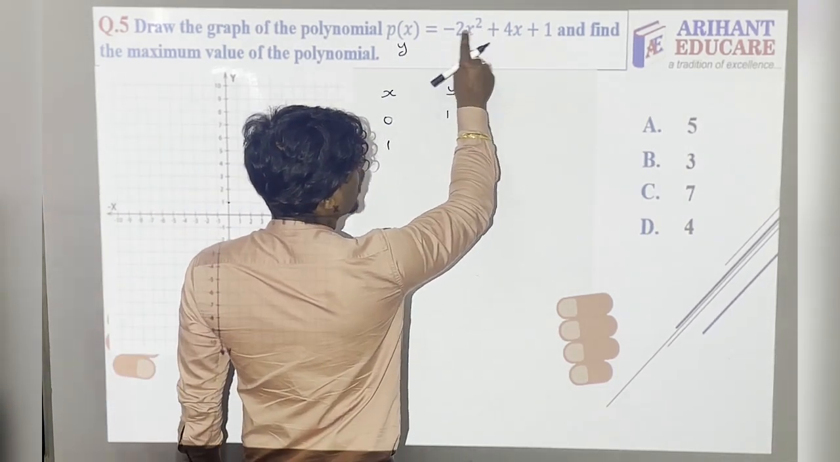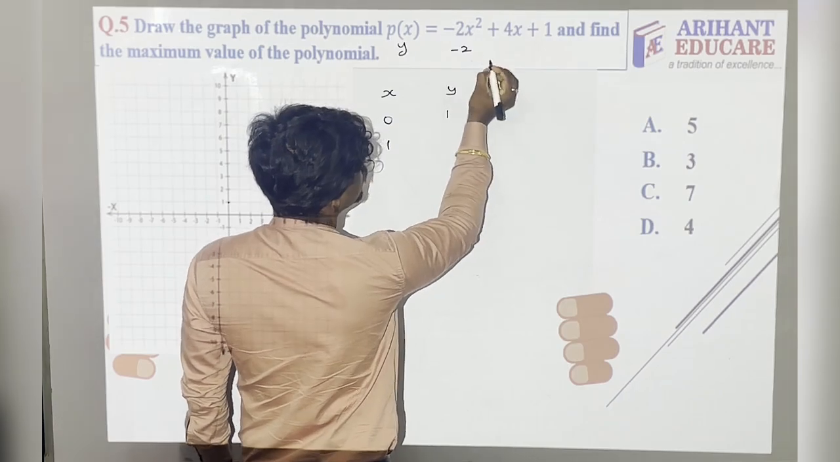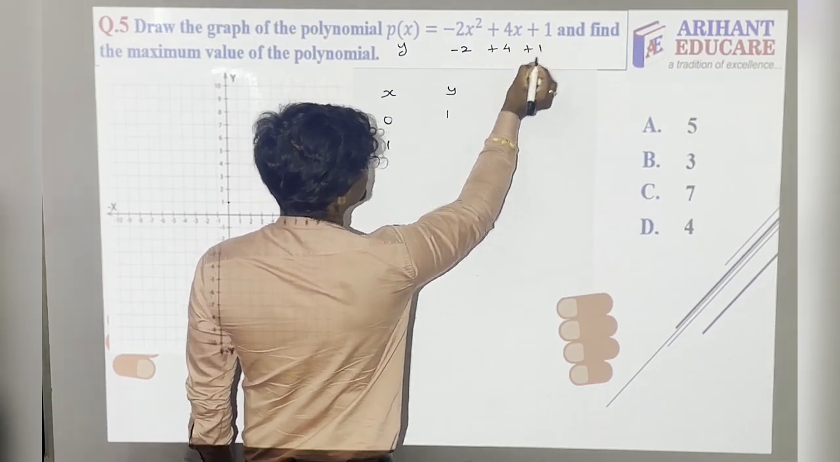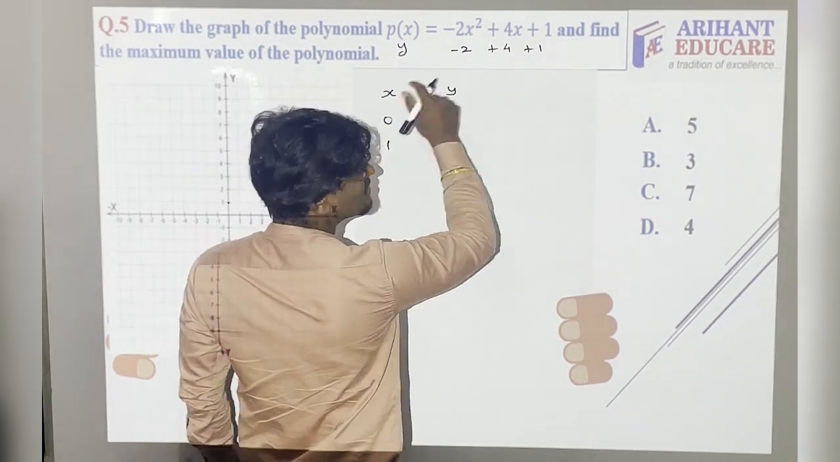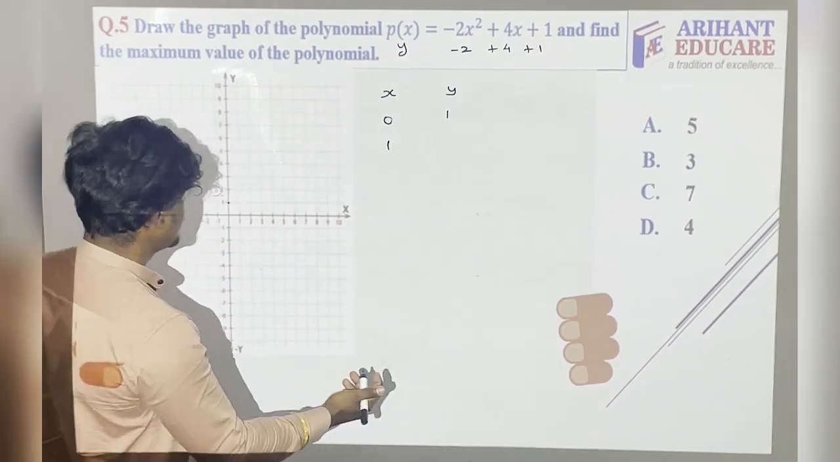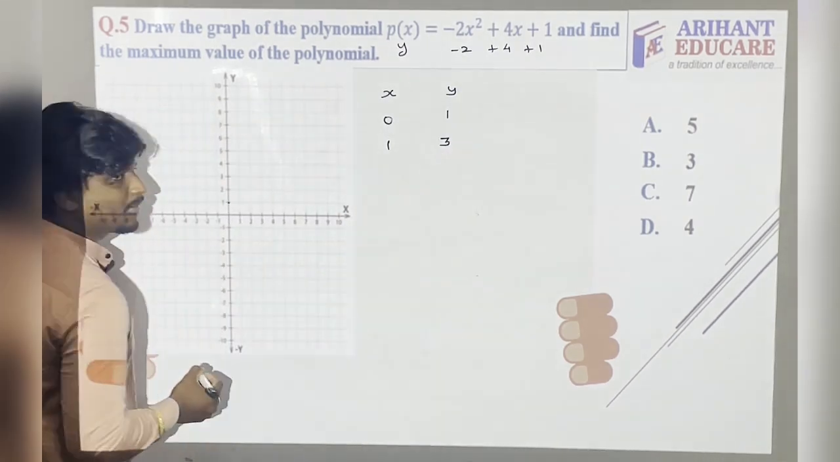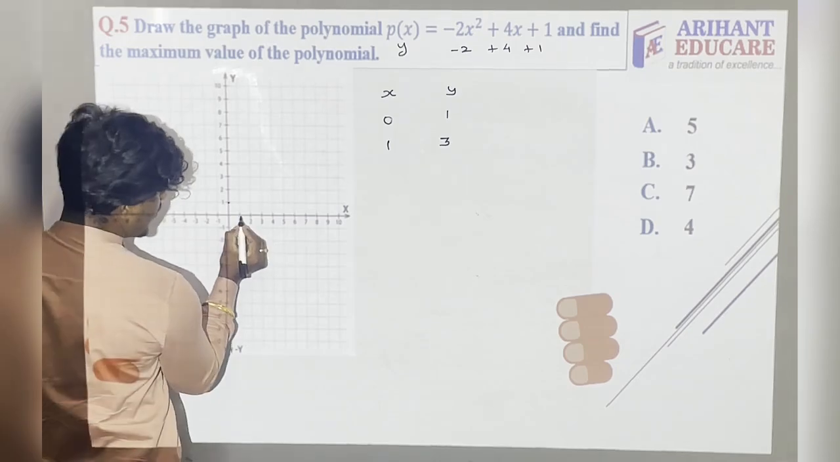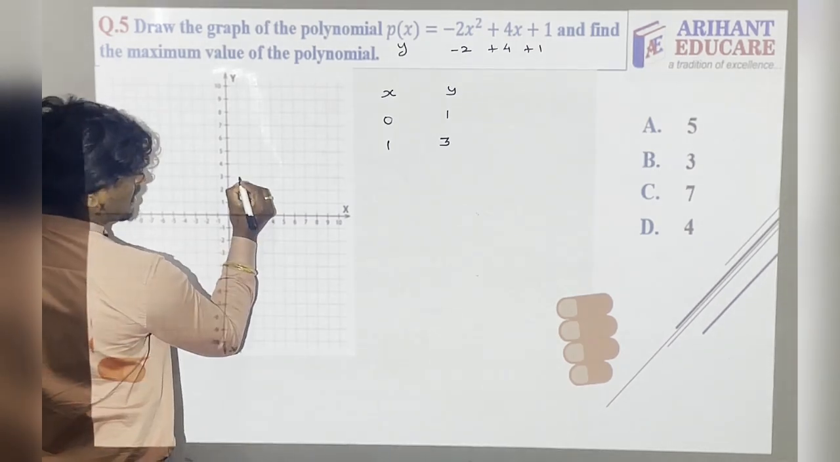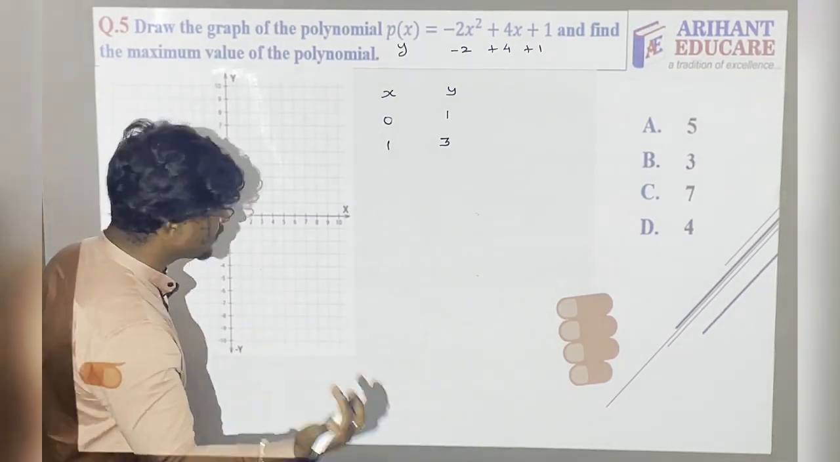1 square. So minus 2, so this is minus 2 plus 4 plus 1. Right? 4 minus 2 is 2. 2 plus 1 is 3. So when I'm putting x as 1, I'm getting y as 3. So x is 1 and y is 3. Okay. Let's go for some different values.